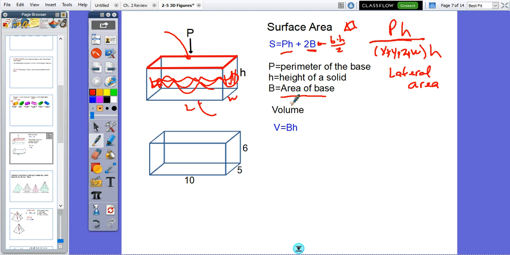For volume, let's look at volume. Volume is a little more simple. It's area of the base times the height of the whole thing. So like seeing how much it fills up. So let's practice this problem. We'll start with surface area.